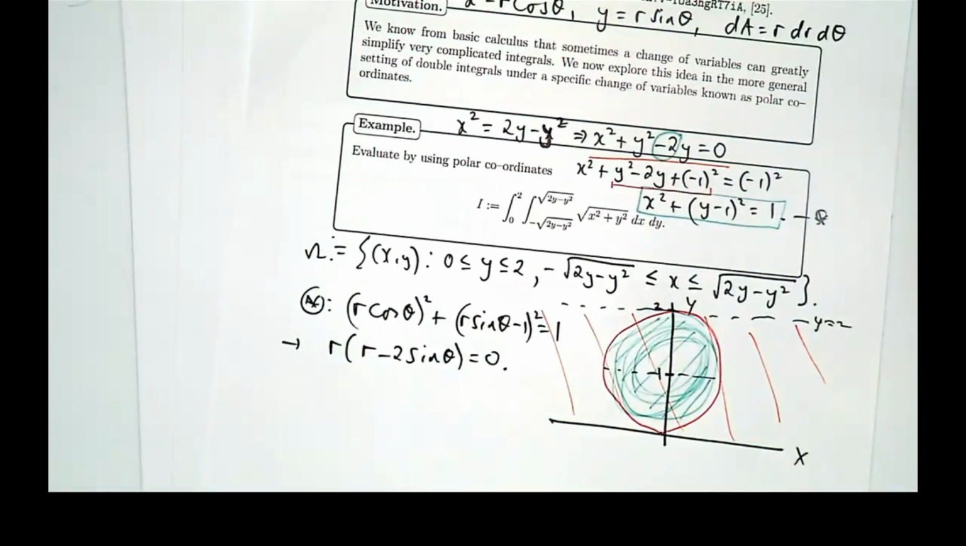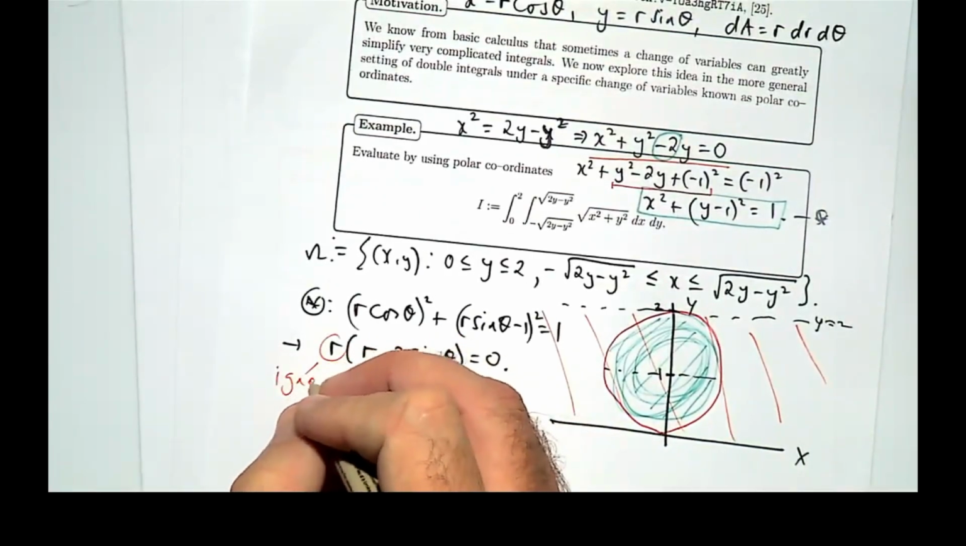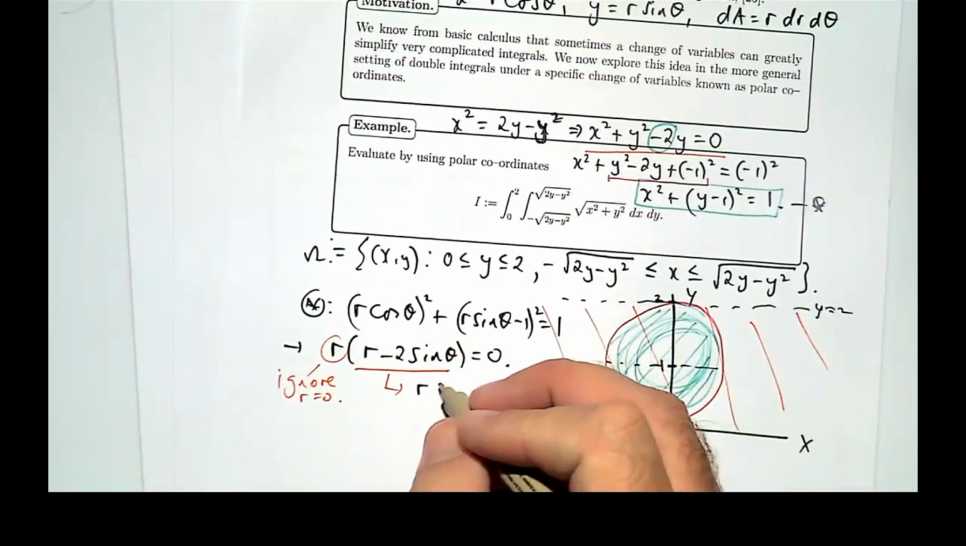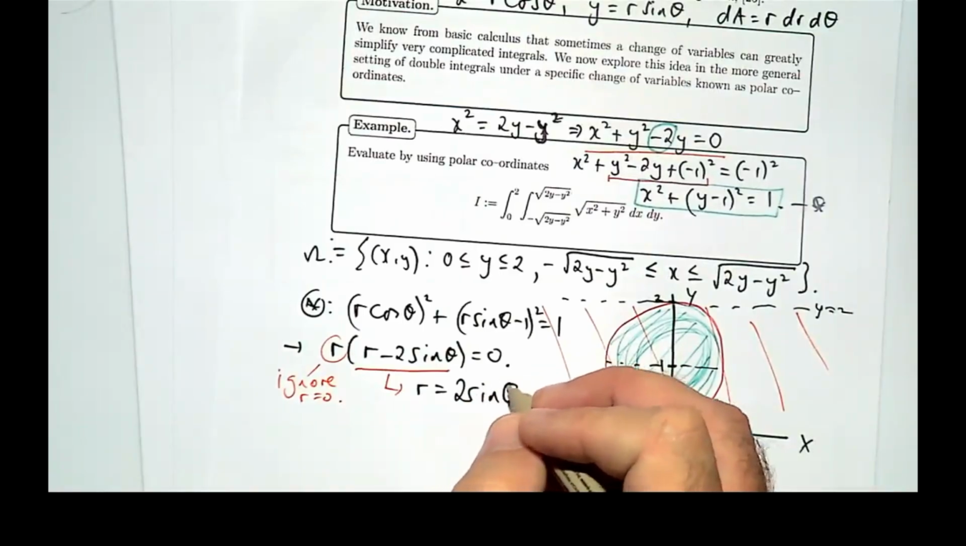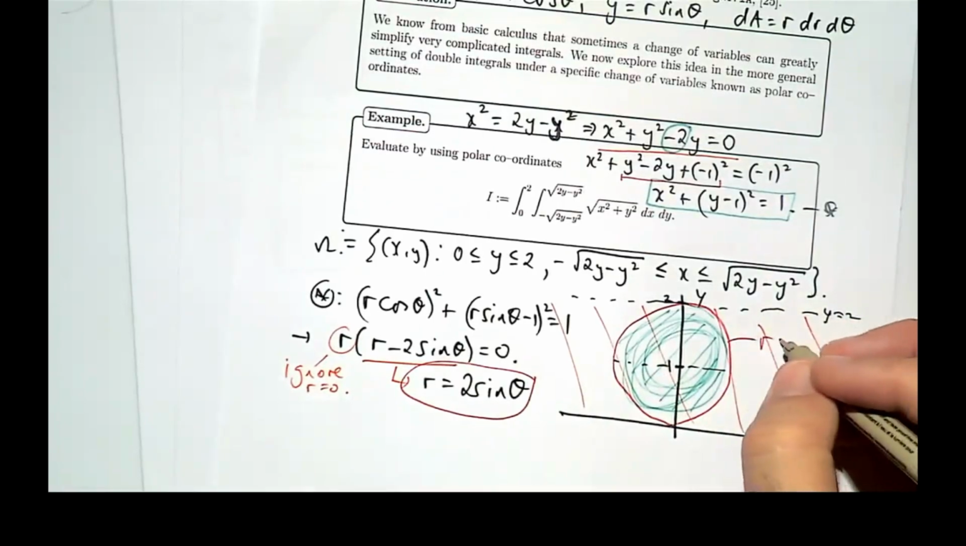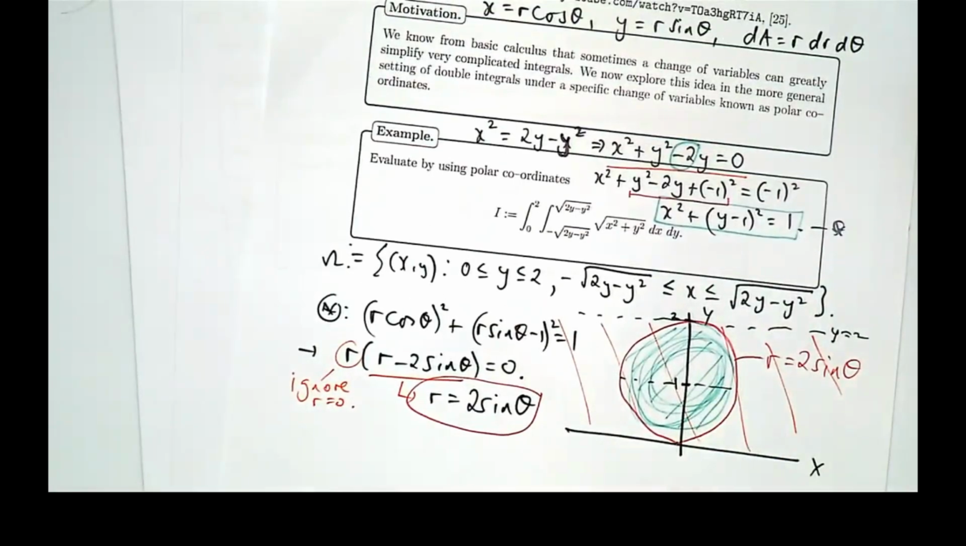Now, r can't be 0 here because I'm not going to get anything if r is 0. So I'm going to ignore that bit, and this is the bit that I want. So we're going to ignore r equals 0 because it's useless. It doesn't actually give us the thing. That's what we wanted. So that curve is r equals 2 sine theta. Okay, so you can see now that setting up the integral is often the most involved case.